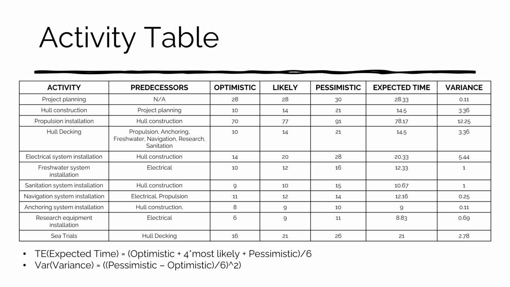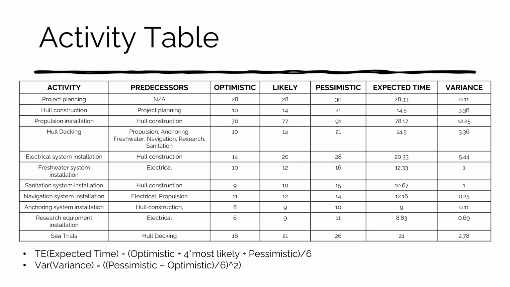In order to calculate how much time each one of these is going to take, we have the optimistic, likely, and pessimistic time in days it's going to take to complete each task. And then we wanted to calculate what the expected time and the variance is. So for that, we're going to use our formula here.